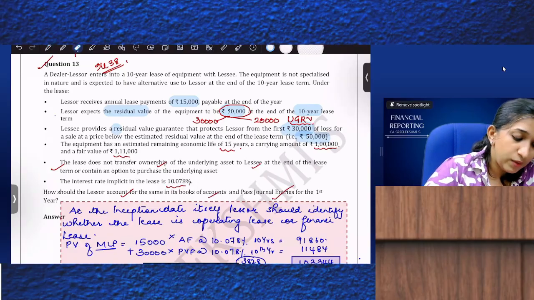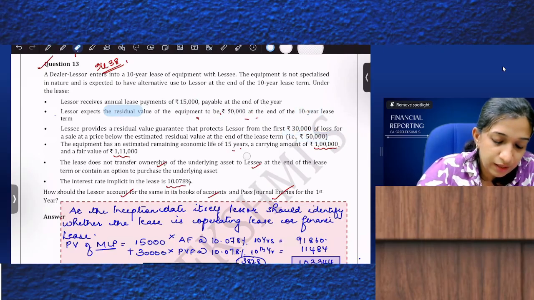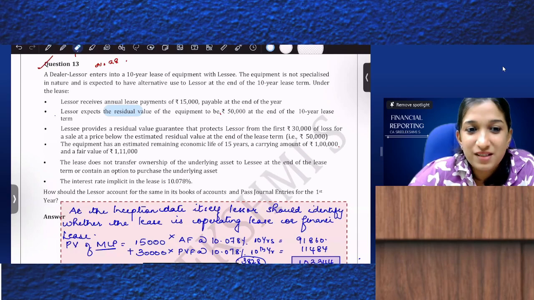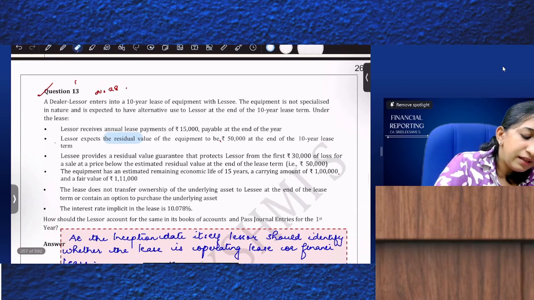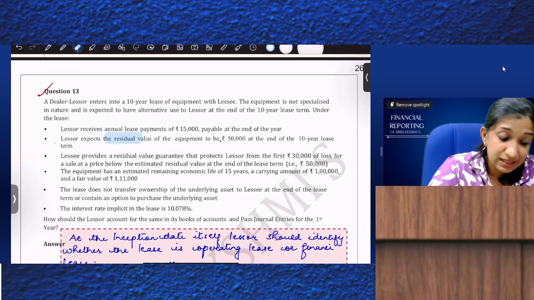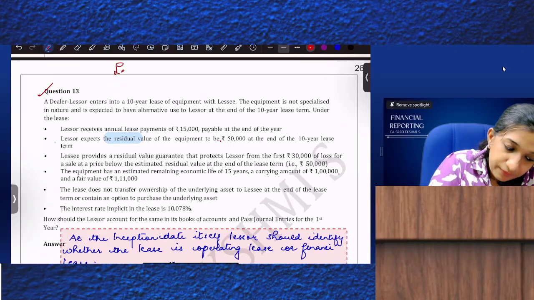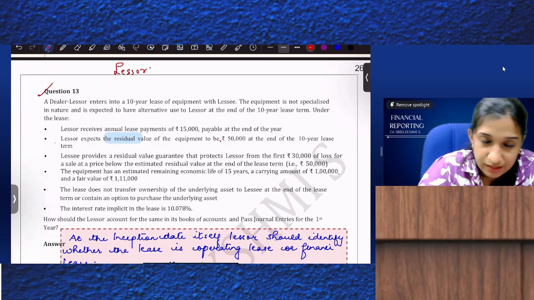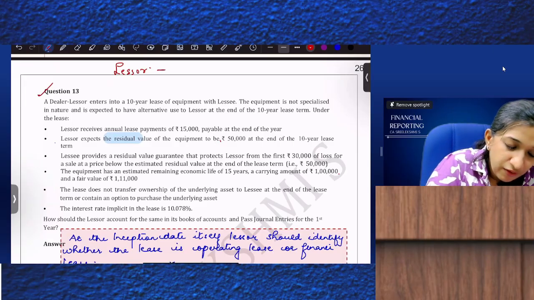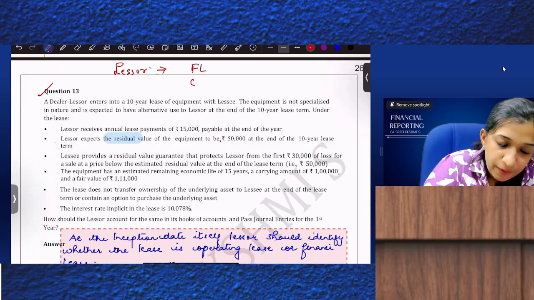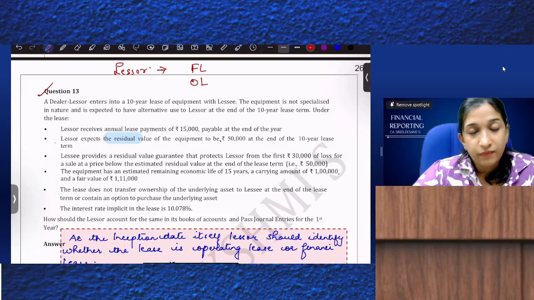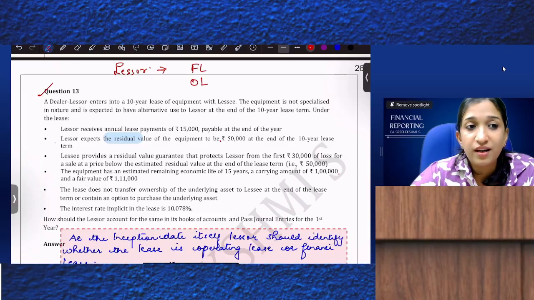This is the only question on lessor accounting in our study material. What is the accounting here? So what is my first step? At the inception date, as per Ind AS 116, the lessor should identify whether it is a finance lease or an operating lease. Here, there is no information that the risk and reward has been transferred.